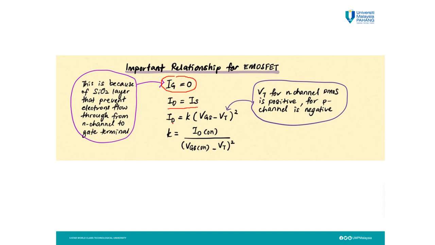Then the equation now: we are not using the Shockley equation, but we use this equation. ID equals K multiplied by (VGS minus VT) squared. The value of K is given by this formula: ID(on) divided by (VGS(on) minus VT) squared. Here the VT for the N channel EMOSFET, sorry, not DMOSFET, for the EMOSFET is positive, and for the P channel is negative.